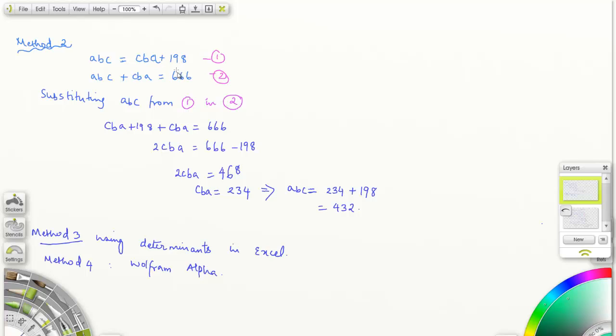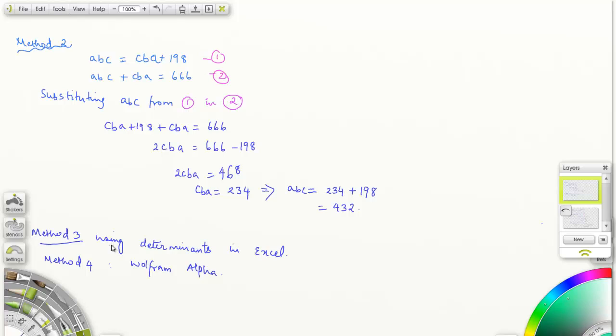So he's got two linear equations, but in ABC form. He simply subtracted the second one from the first one, rearranged the equation, and he got twice CBA is 468, from which he says CBA is 234. Then CBA and ABC are related by the first equation, and he gets ABC is equal to 432. Pretty clever.